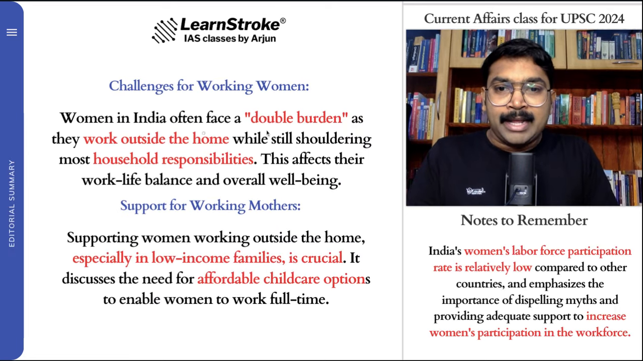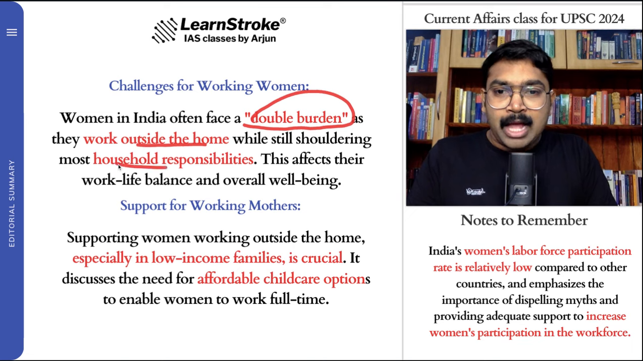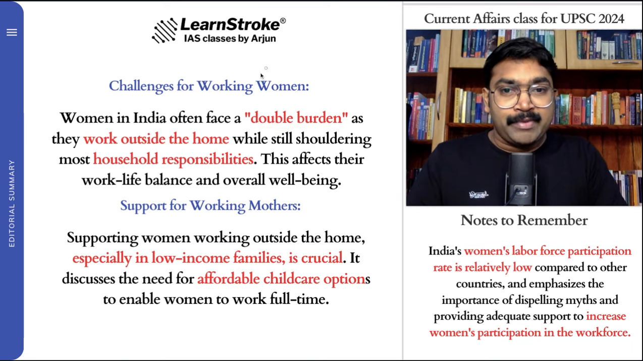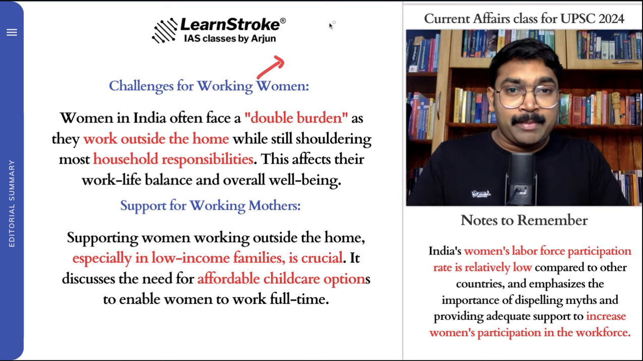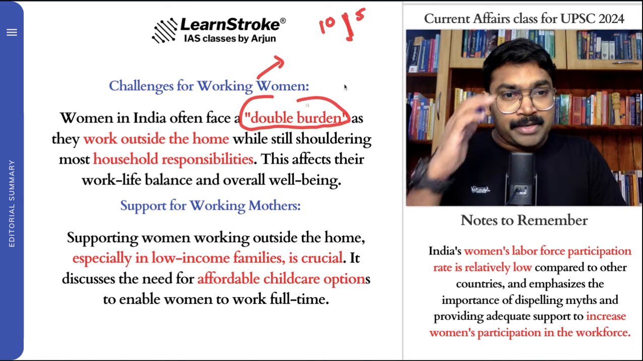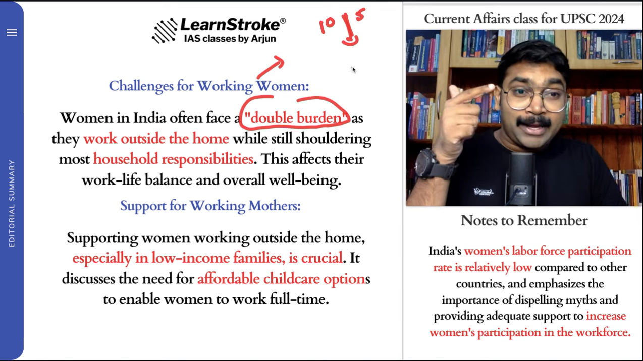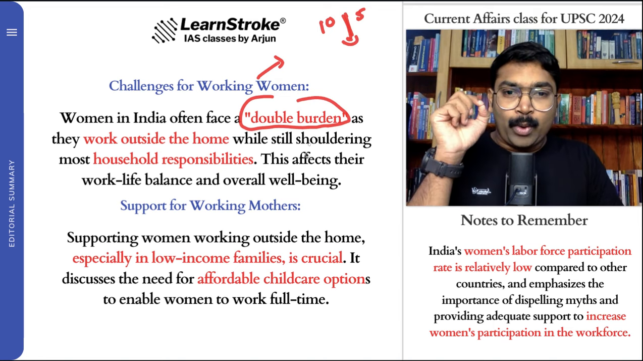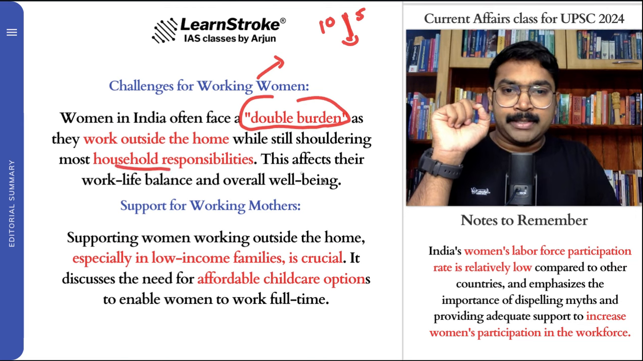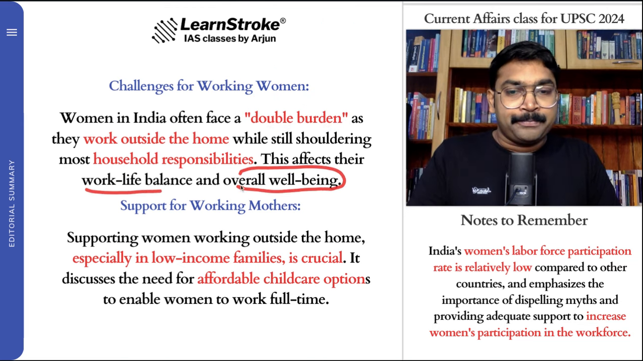So women in India often face a double burden. What is the double burden? They work outside the home while still shouldering household responsibilities. Even if a woman is working, say a 10 to 5 job, they have a double burden. They have pressure from the office, as well as having to go back and take care of the family. While shouldering most household responsibilities, this affects work-life balance and overall well-being.